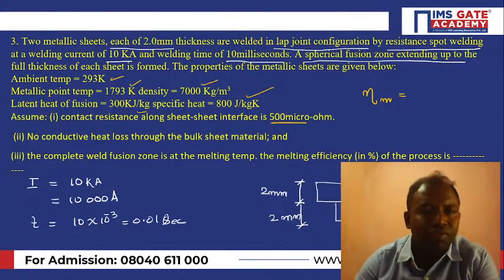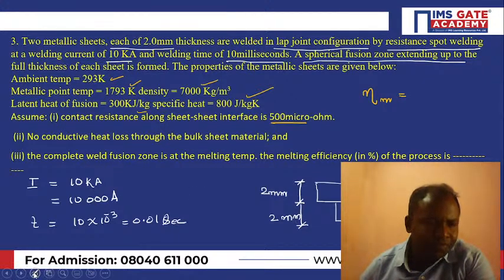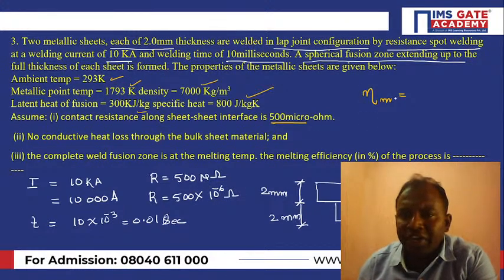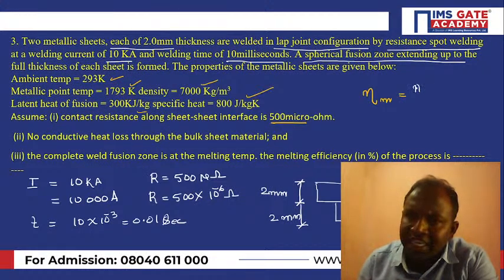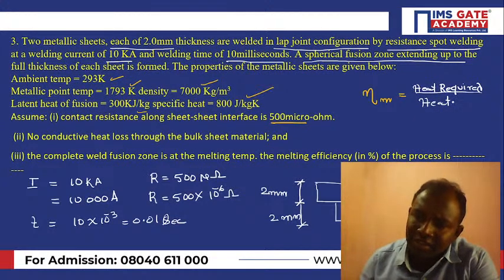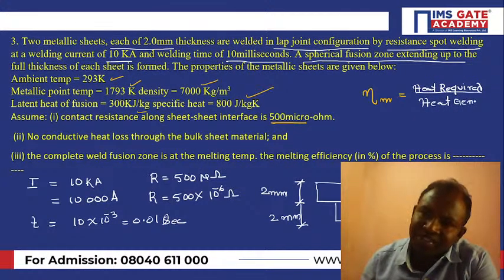Clear everybody? So first you write the given data. R is given, resistance is equal to 500 micro ohms, we just convert this into ohms, that is 500 into 10 to the power of minus 6 ohms. Understood guys? Now here melting efficiency can be written as heat required for melting this joint divided by heat generation.